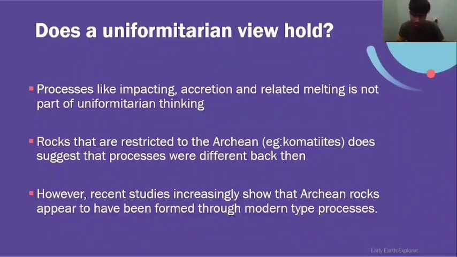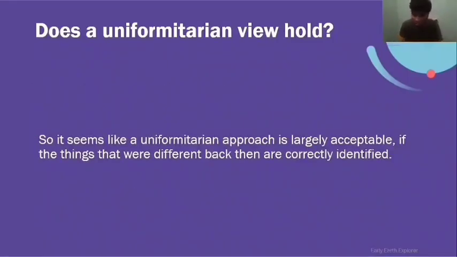So it seems like we need to take these things into consideration, but nonetheless, recent studies are indicating that the early rocks did form through modern processes. So I believe that a uniformitarian approach is valid, as long as we understand what exactly was different back then. If we take that into consideration, I believe a uniformitarian approach is feasible in order to understand the early Earth. Of course, there are debates. People still debate about whether this approach is valid or whether a non-uniformitarian approach is more valid.